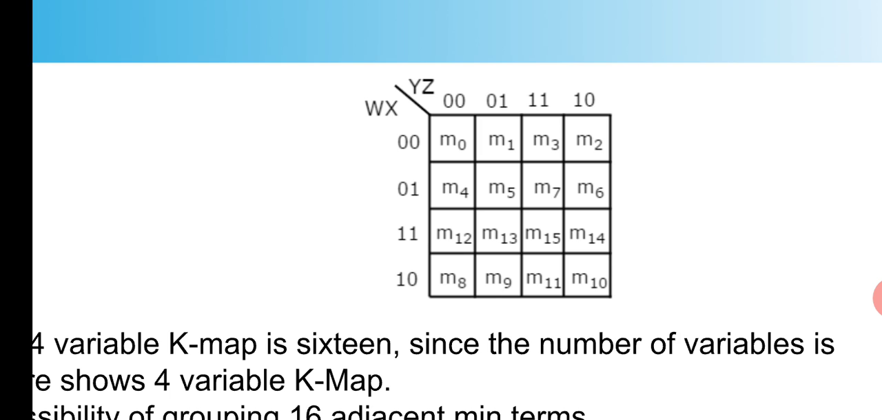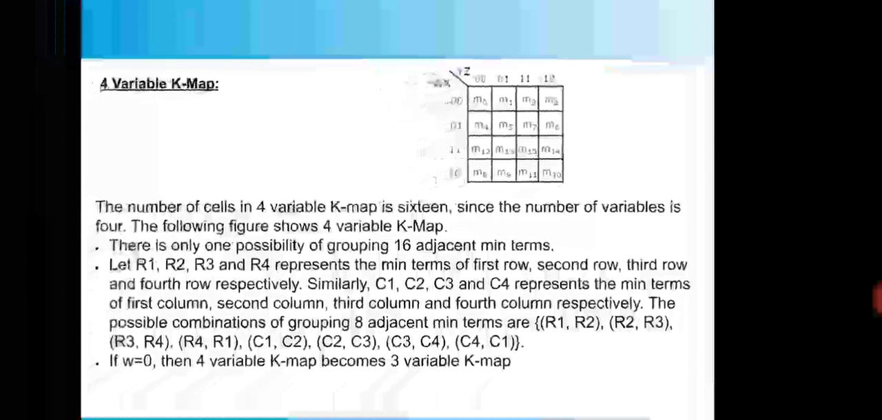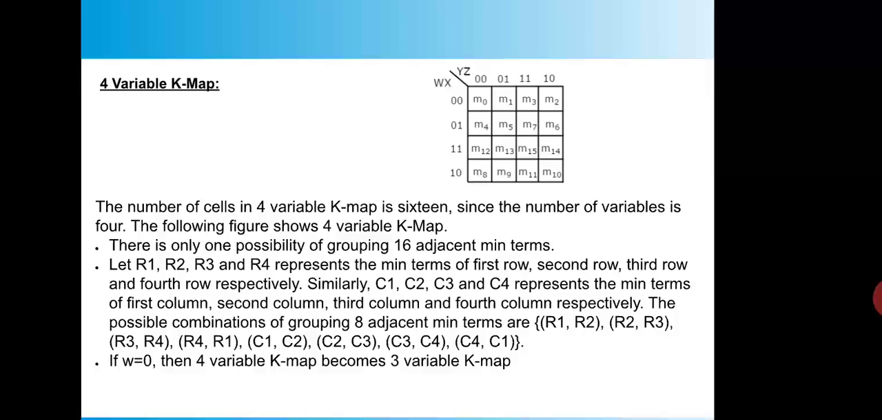And up to how much are you going to get? M0 to M15. So total 16 values you get here in the 4 variable Kmap. The number of cells in a 4 variable Kmap is 16, since the number of variables is 4. Now there is only one possibility of grouping 16 adjacent min terms. Let R1, R2, R3 and R4, or row 1, row 2, row 3 and row 4, represent the min terms of the first row, second row, third row and fourth row respectively. Similarly, C1, C2, C3, C4 are the respective columns.